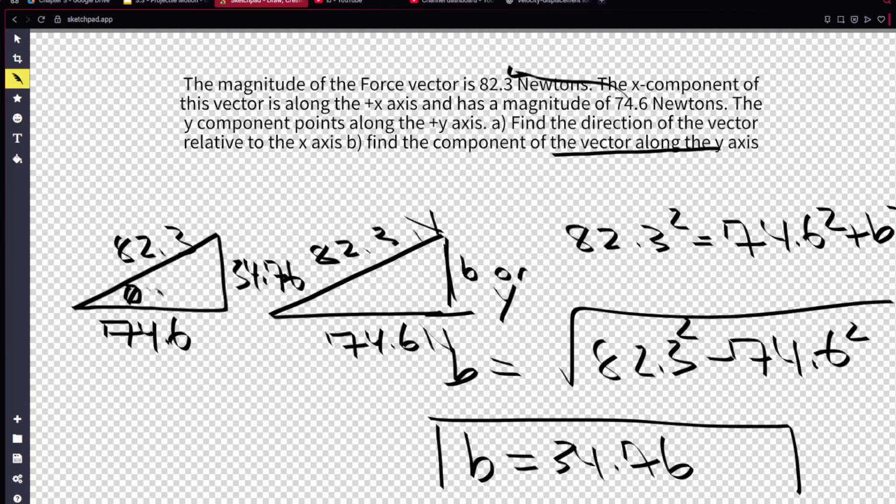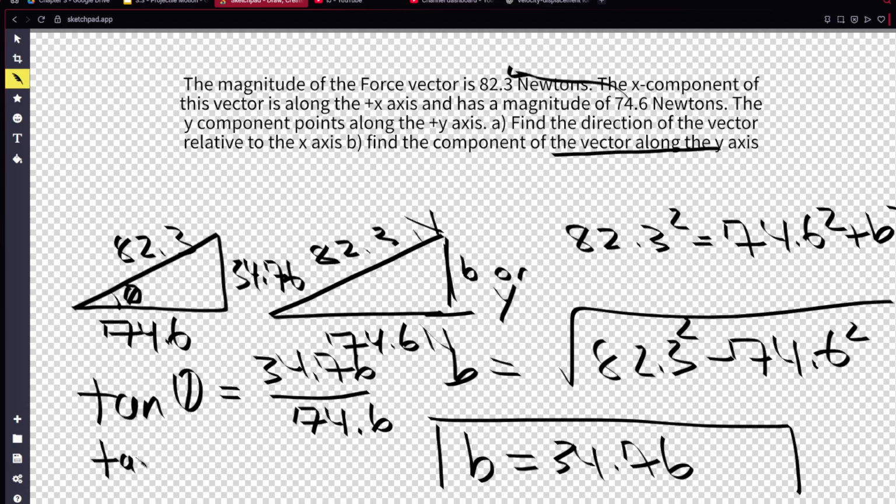But it's asking for the angle here, or the direction of the vector relative to the x-axis. Since this is above the x-axis, it would be this many degrees above the x-axis, meaning let's solve for this. There are multiple ways we could solve it using inverse trig functions. If anyone knows what an inverse trig function is, it basically reverses what tangent does. Remember, the tangent of an angle gives you the opposite over adjacent. Here that would be 34.76 divided by 74.6. So inverse tan both sides, which cancels out the tangent, equals inverse tan of this ratio, 34.76 divided by 74.6.